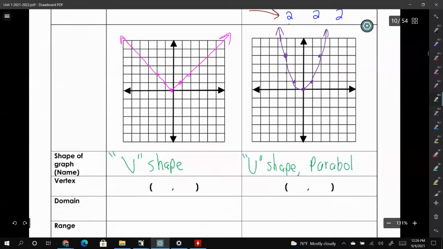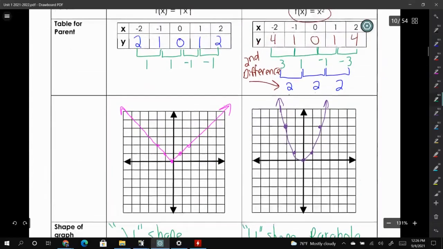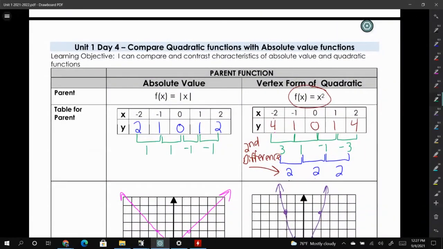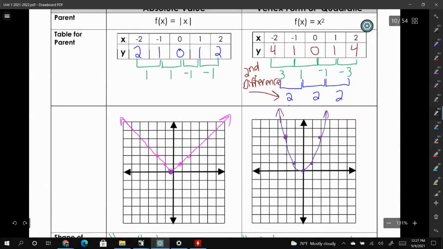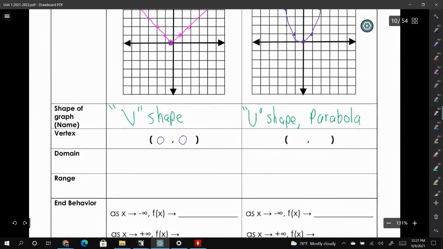And people will mix this up a lot. They'll be given a quadratic function like that and say, oh, that's a parabola. This is not a parabola function. It's a quadratic function, and the graph is called a parabola. The vertex, both of these have a vertex, 0, 0. And for the parabola over here, it had a point at 0, 0 as well. So they both have a vertex, and in this case, it is the same value.